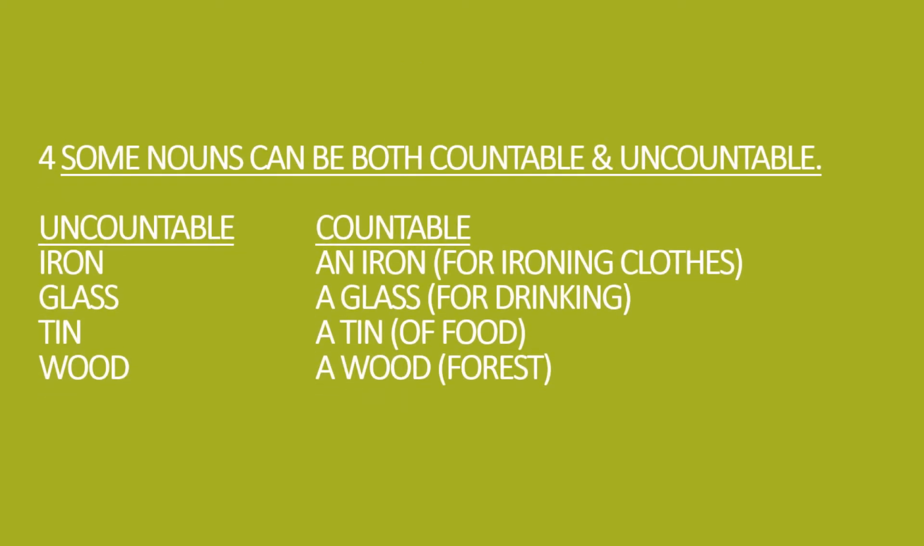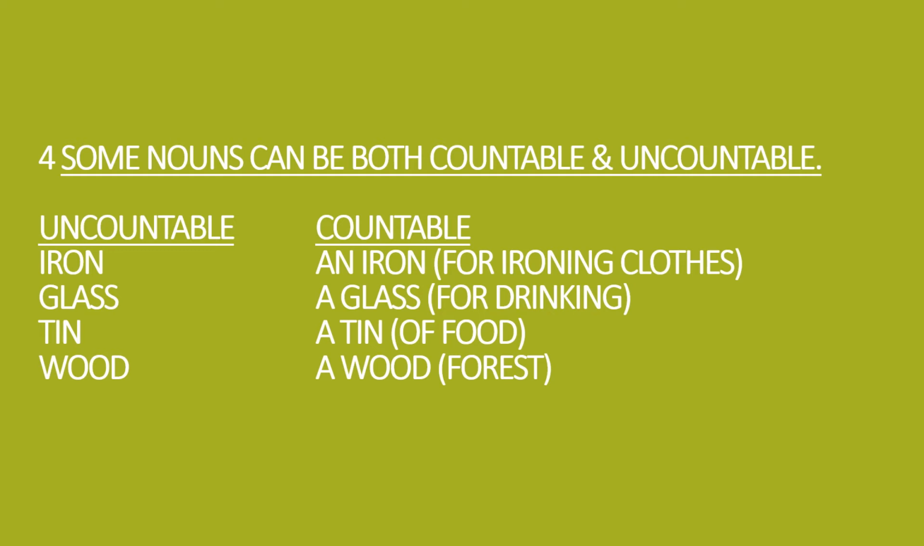Some nouns can be both countable and uncountable. Let's see. Iron is uncountable, but we can make it countable by putting the article an. Iron is the material that comes from metal, and an iron is the device that we use for ironing our clothes. So iron is uncountable, but an iron is a countable noun. Glass is uncountable, the material of glass. But a glass means a container for drinking, so we can count it.